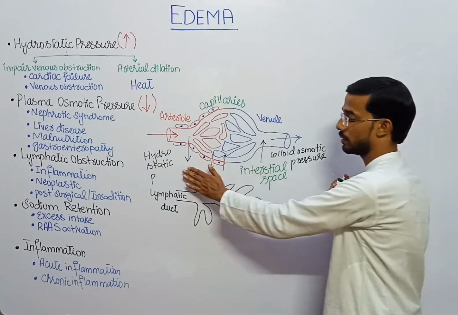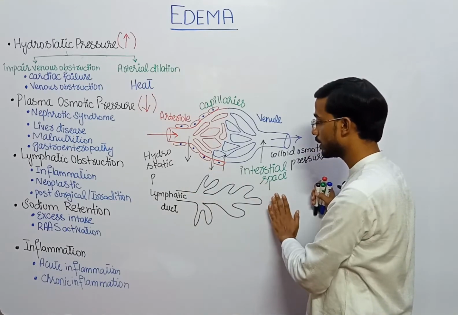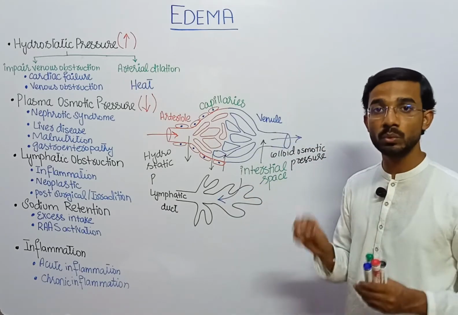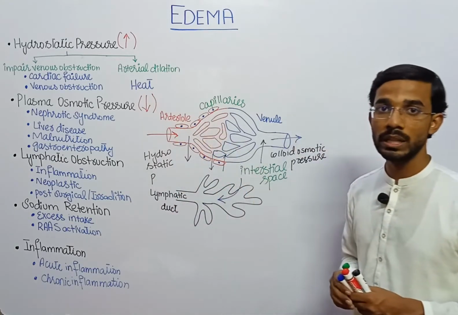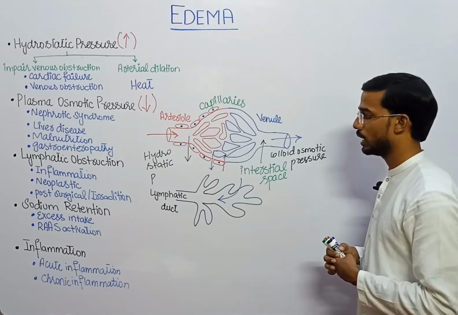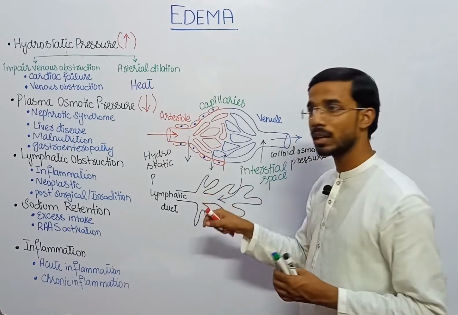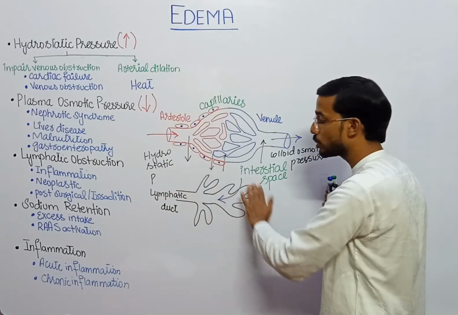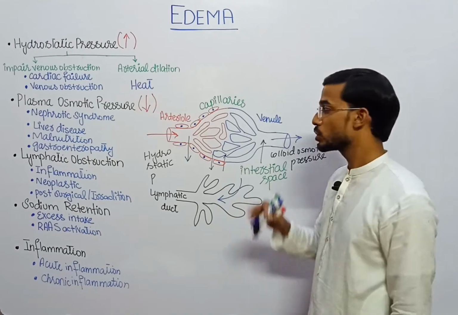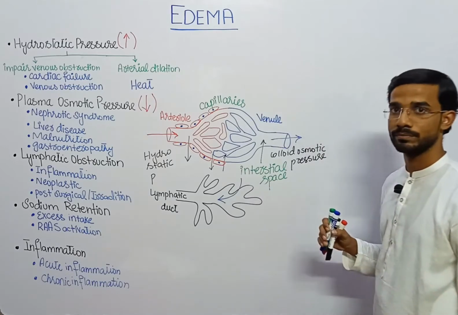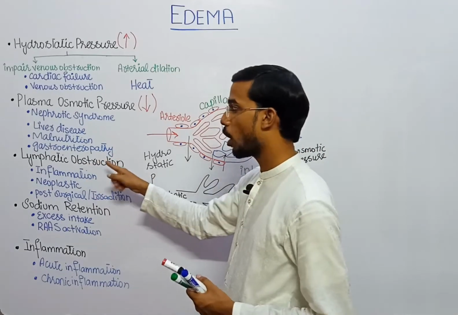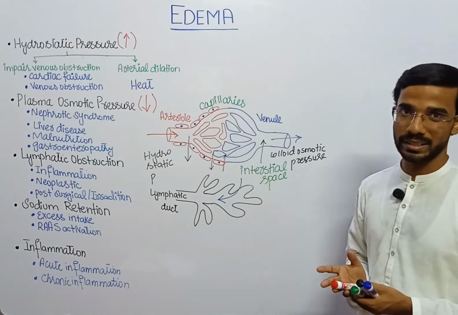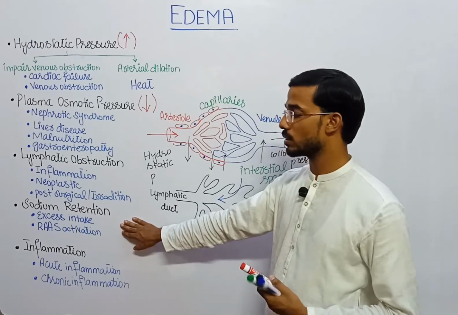Third, actually this is the normal mechanism: the interstitial fluid present in the interstitial space also moves through the lymphatic duct, and through the lymphatic system it will again move into the blood through the subclavian vein. So let's suppose the lymphatic duct is blocked for any reason. Due to the blockage, the fluid present in the interstitial space cannot move back into the blood, and it can cause edema. It means lymphatic obstruction can also cause edema. Fourth is sodium retention. We will discuss it later so you can easily understand what is meant by sodium retention.